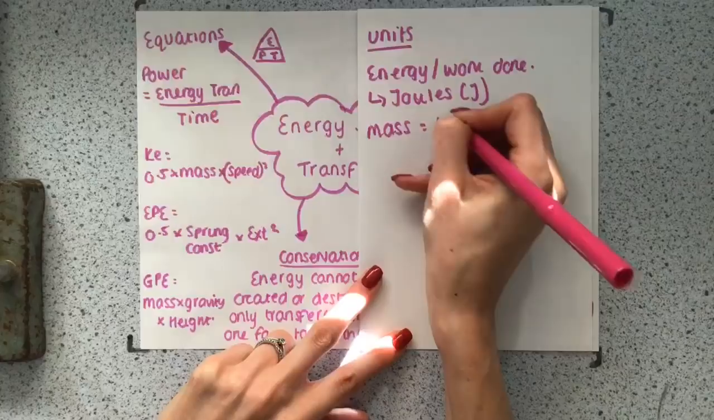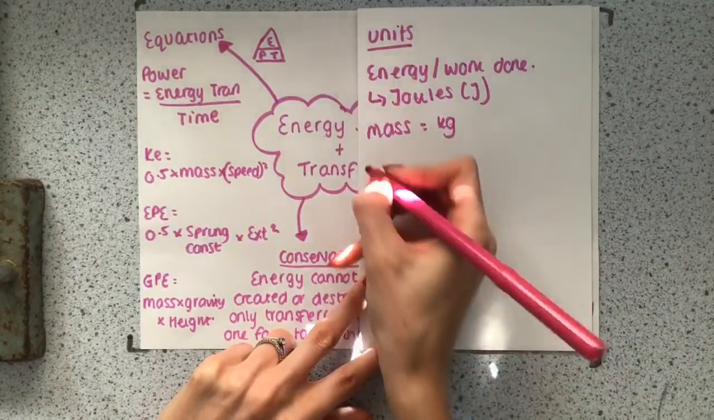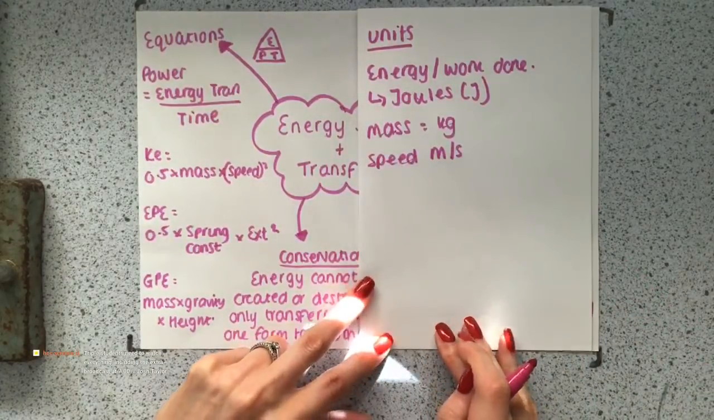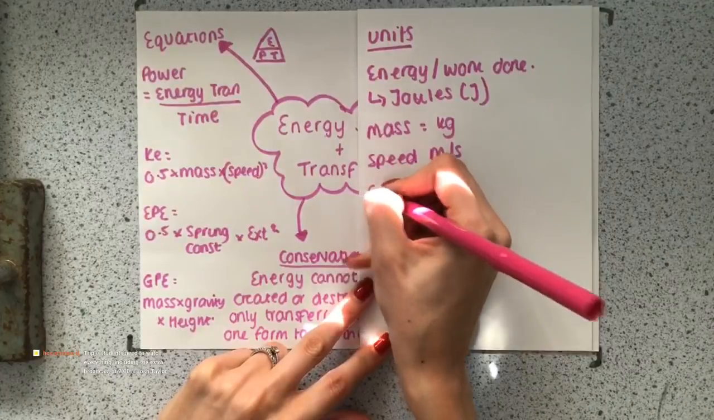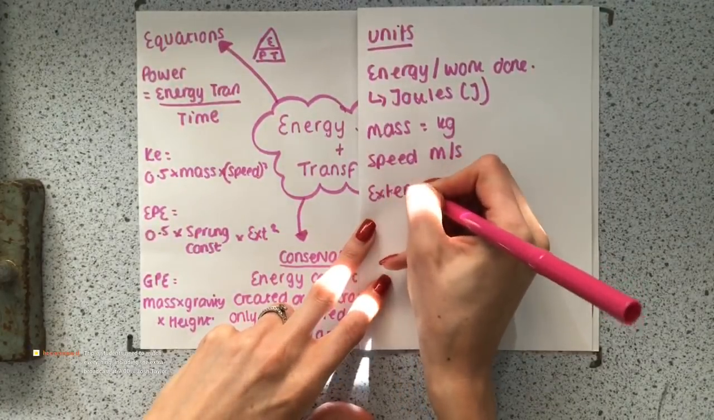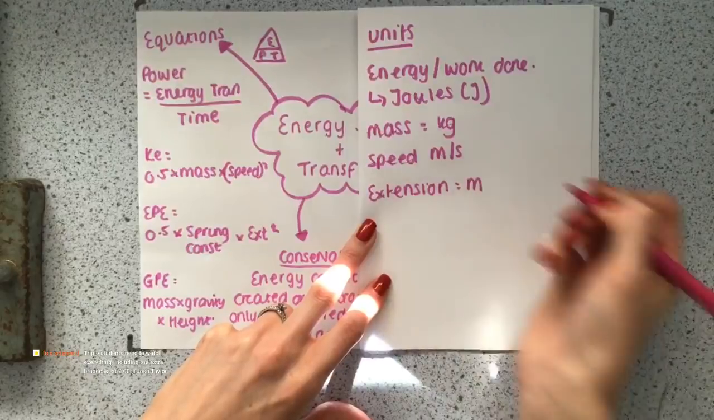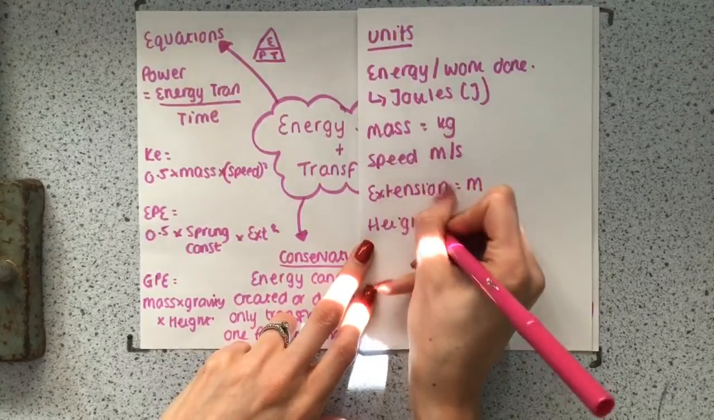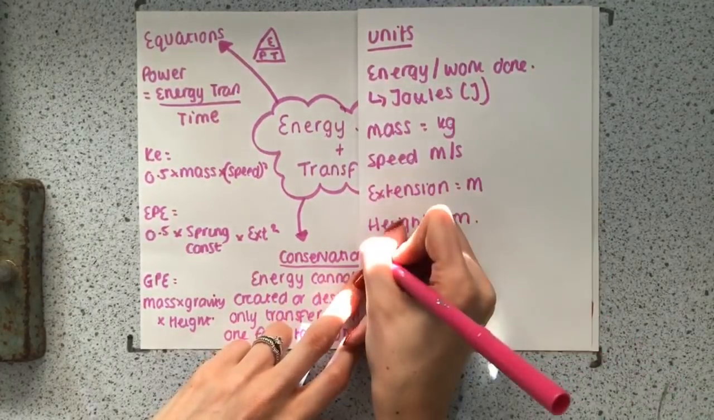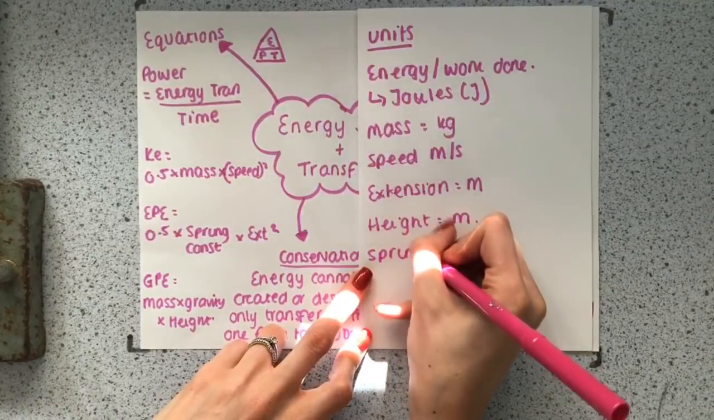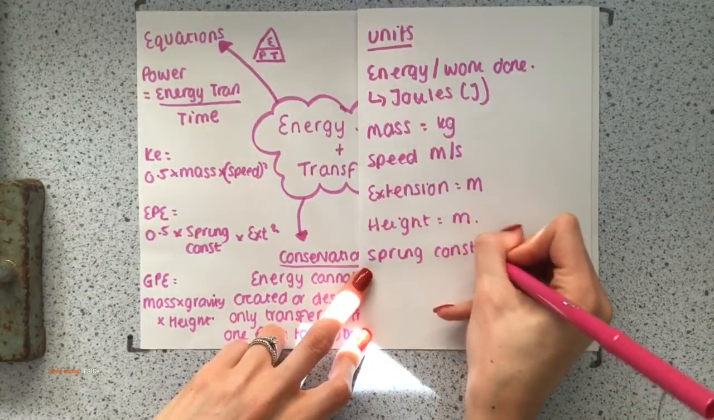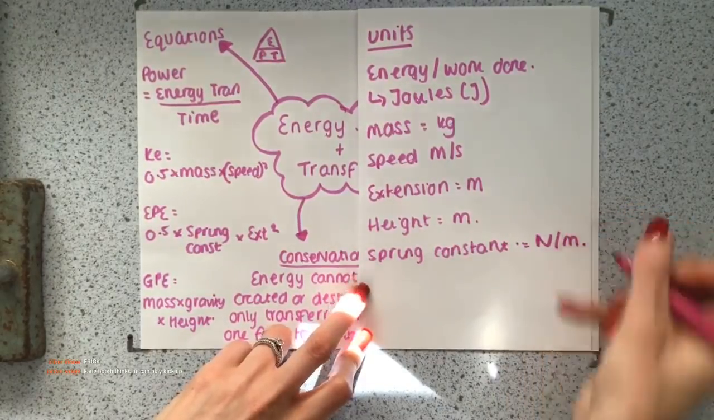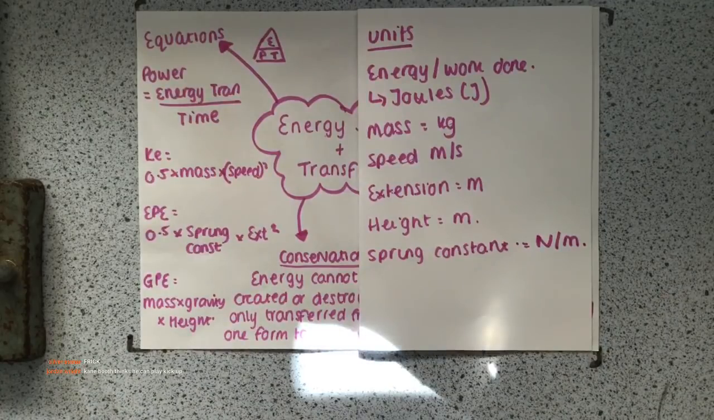Mass is kilograms. Speed is meters per second. Extension is measured in meters. Height is also measured in meters. And then spring constant is measured in Newton meters. Okay, so those are the units for all the equations that we have just gone through.